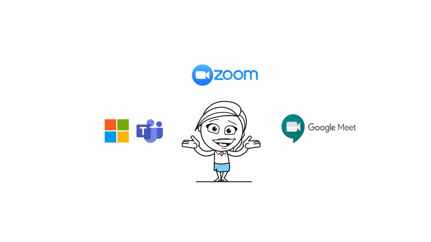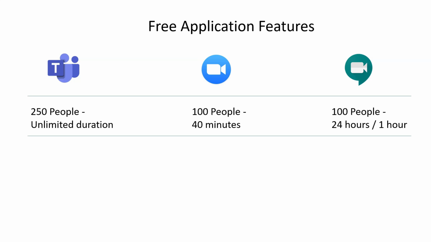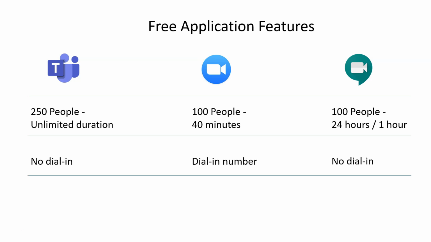Okay, let's bring all this together and compare the 3 products. Let's compare some of the main features on the free application. For Teams, 250 people can meet for an unlimited duration. On Zoom, 100 people can meet for 40 minutes. And on Google Meet, 100 people can meet until September for 24 hours and after that for 1 hour.